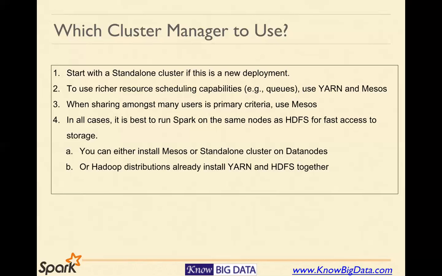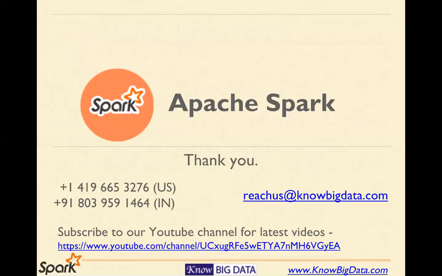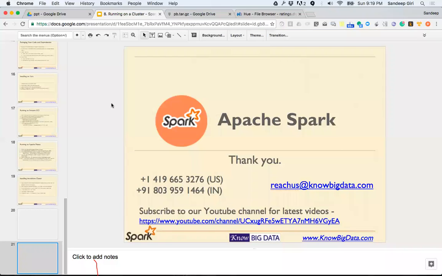There's always this argument about whether to use YARN or Mesos in the organization. The default is to use YARN because there is a lot of support for YARN. For example, HBase runs on YARN but doesn't run on Mesos. But in the extreme cases where you have 10,000 users who are going to share the same cluster, in those cases, you install Mesos. So that was a quick overview of running on the cluster.